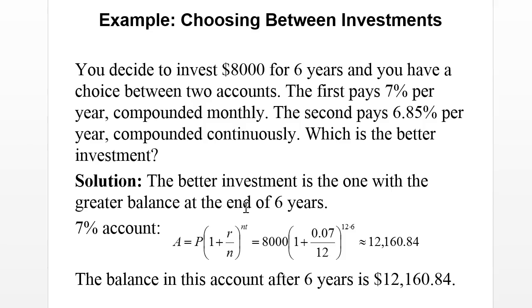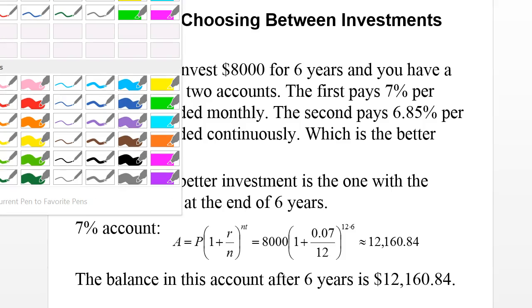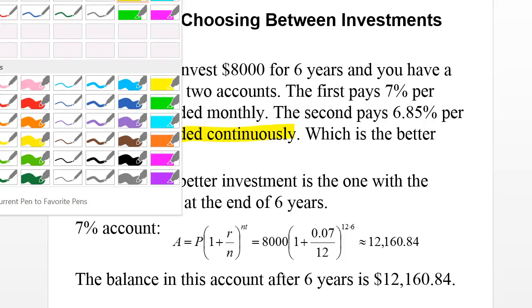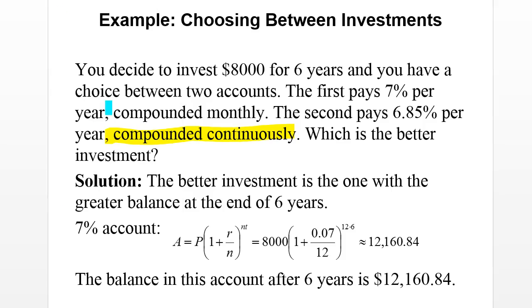Alright, now the way that I know that I'm using e rather than doing what I did in previous examples is because it says compounded continuously, whereas in the other part of this example and in the previous example it said compounded monthly.